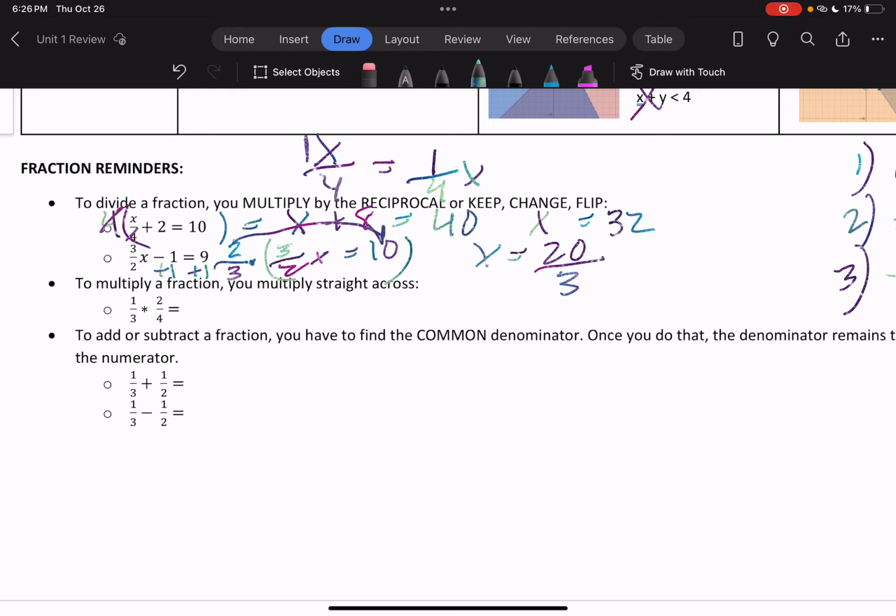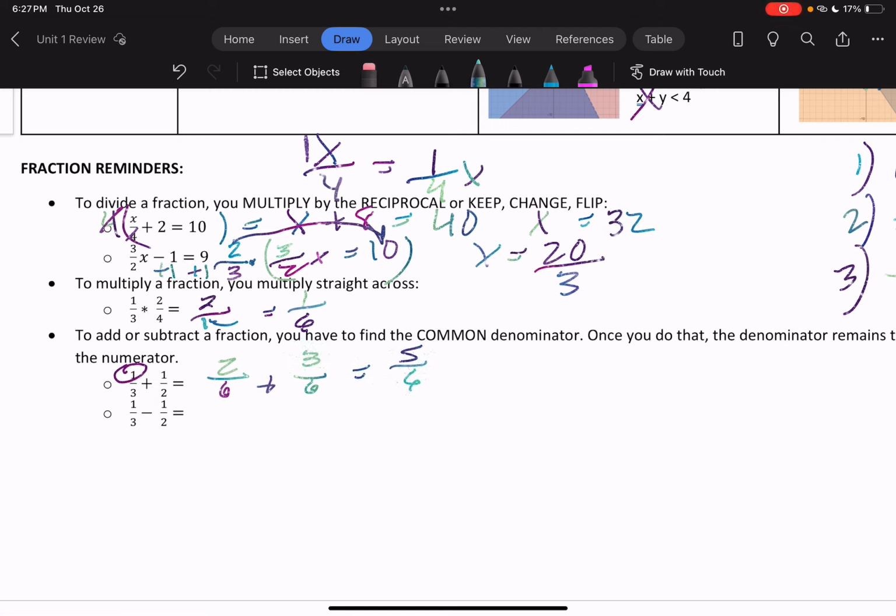To multiply a fraction, you multiply straight across, so this is 2 over 12, or 1 over 6 if you want to simplify it. And then to find a common denominator, you want to find your least common multiple. So for 3 and 2, the least common multiple is 6. So I'm going to put 6 in the denominator for both of these. And then what goes in my numerator? 6 divided by 3 is 2, and 6 divided by 2 is 3. 3 times 1 is 3. So now I can write this as 5/6.